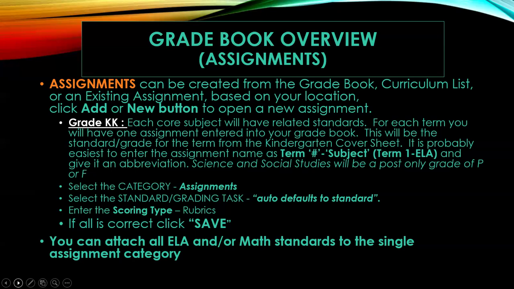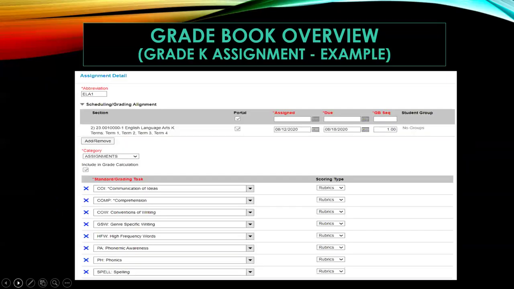Science and social studies will be a post-only grade of either pass or fail. You will select the category, which will be assignments. Select the standard and or grading task. It'll auto default to the standard. Enter the scoring type, which will be rubrics. If all is correct, then you'll just click save. You can attach all ELA or math standards to the single assignment category. And here is an example of how to set up an assignment based on the information that I just gave you.